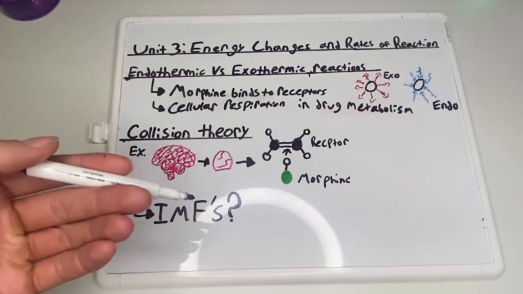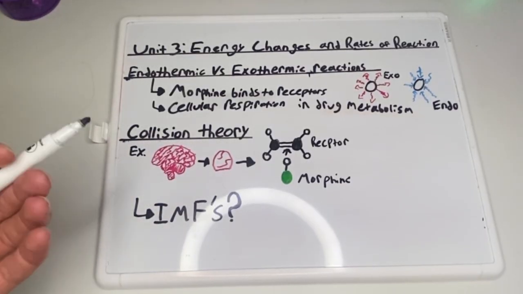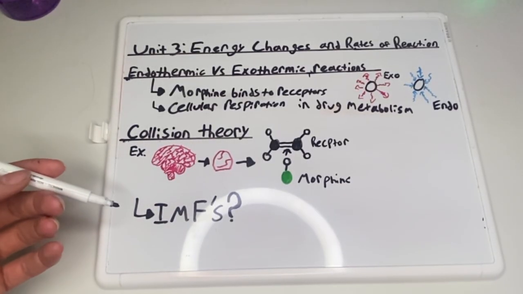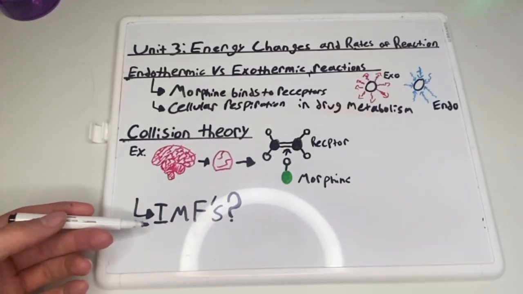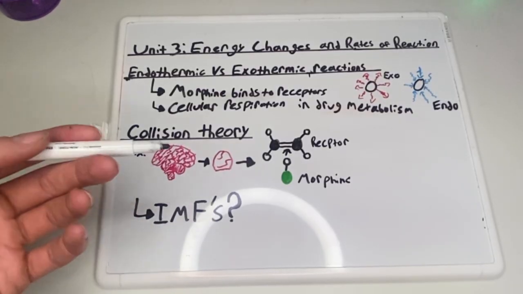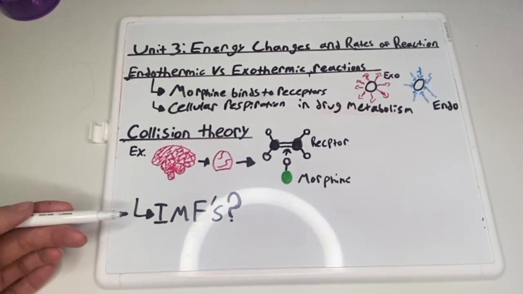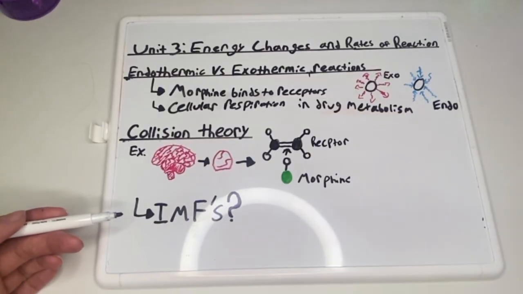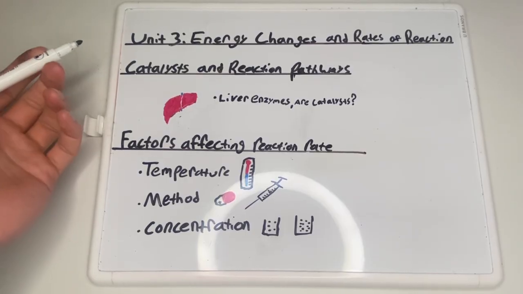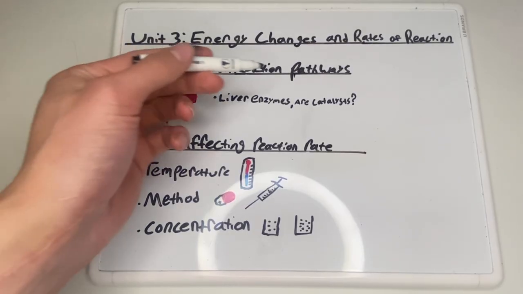Morphine contains hydroxyl groups and a nitrogen-containing amine group that help it interact with receptor sites through intermolecular forces, such as hydrogen bonding and dipole-dipole interactions. The IMFs help add stability to the reaction and allow for a stronger bond between the morphine and the receptor, therefore increasing the likelihood of the collision sticking after colliding.